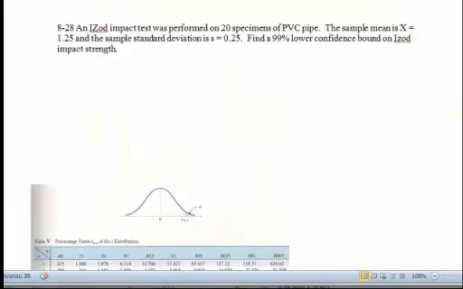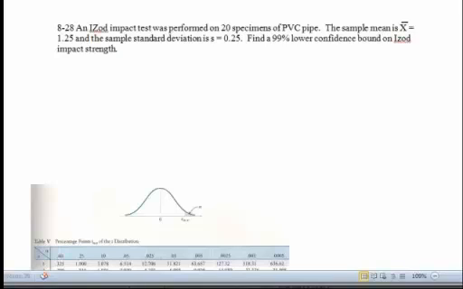Now let's move to problem 8-28. Here we have an Izod impact test that was performed on 20 specimens of PVC pipe. The sample mean, so it's got a bar above it, is 1.25, and the sample standard deviation is S equal to 0.25. Find a 99% lower confidence bound on the impact strength.